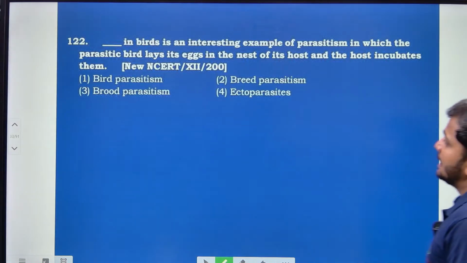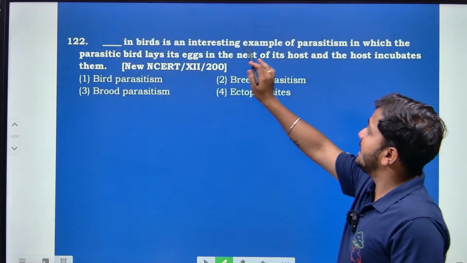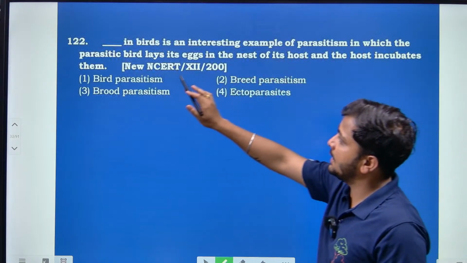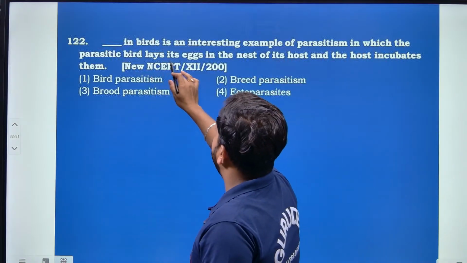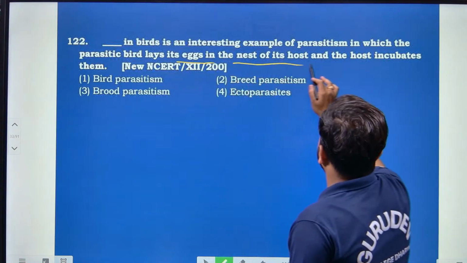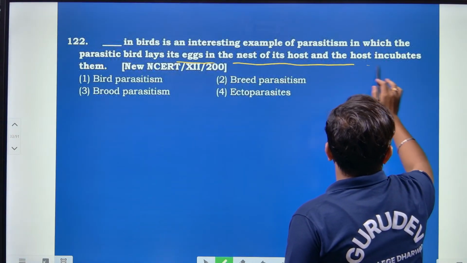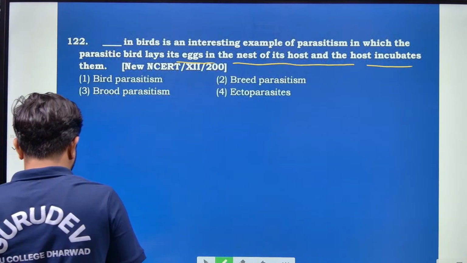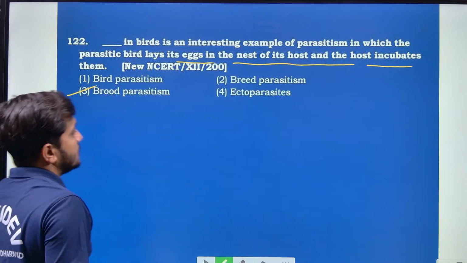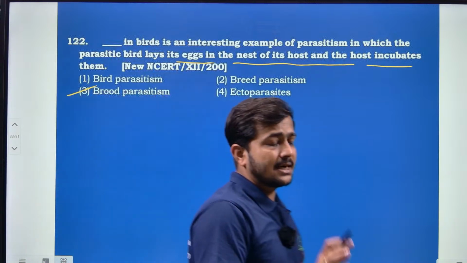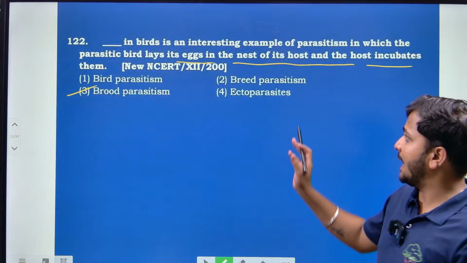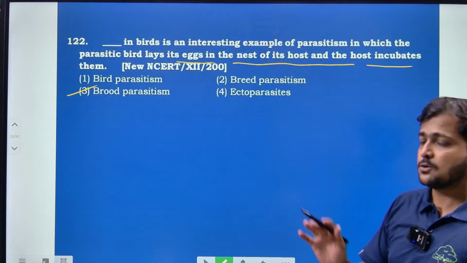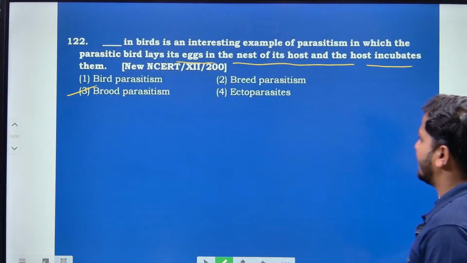Then, dash in birds is an interesting example of parasitism, in which the parasitic bird lays its eggs in the nest of its host, and the host incubates them. So this can be called a brood parasite. The cuckoo will lay its egg inside the crow's nest, so that can be called brood parasitism. This direct form of question we can answer correctly.